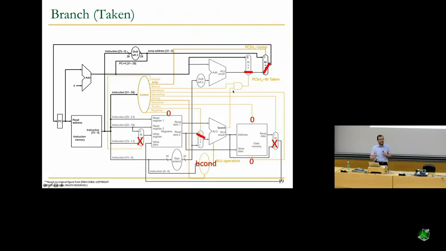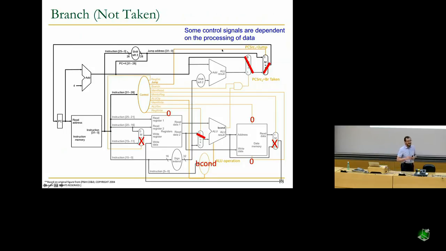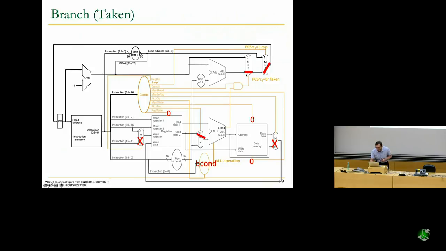Now, this is an interesting control signal. We're controlling muxes not only based on what the instruction is, but what the result of the instruction is, the intermediate result of the instruction. So basically, some control signals are dependent on the processing of the data. In case of a branch, we just saw this. If the branch is not taken, this control signal should be set to 0. If the branch is taken, this control should be set to 1, such that we get the correct program counter latched into the PC, program counter register, at the end of the clock cycle.